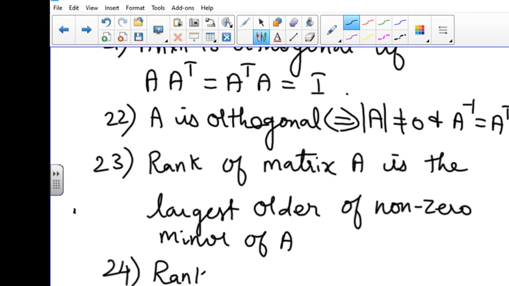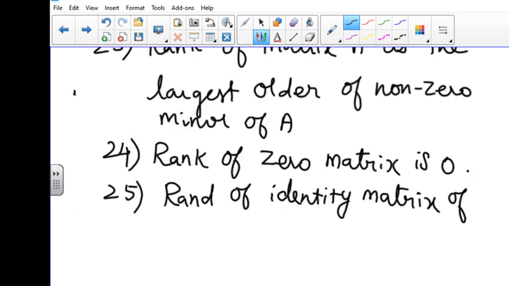Rank of zero matrix is 0. 25. Rank of identity matrix of order n is n.